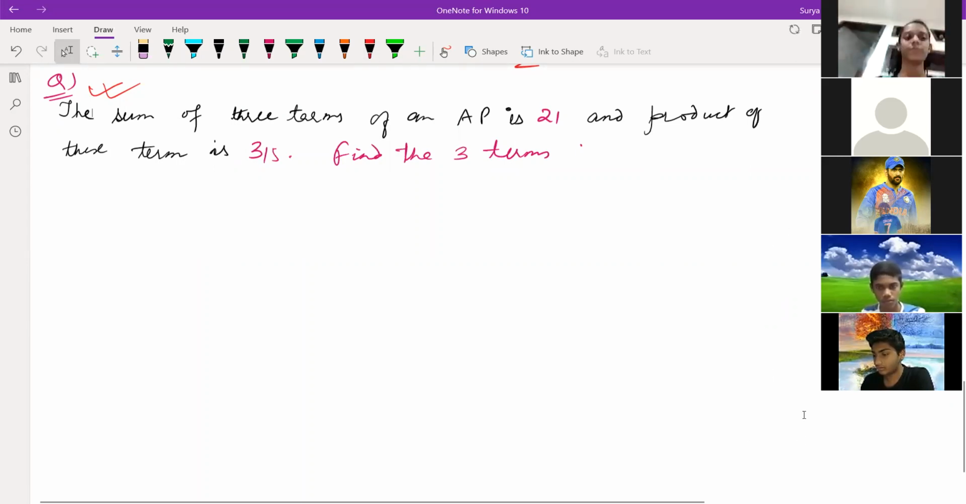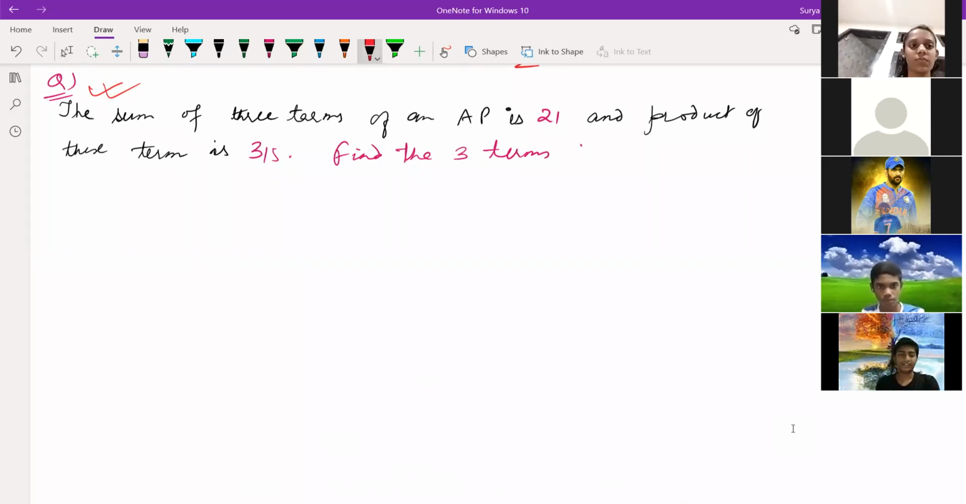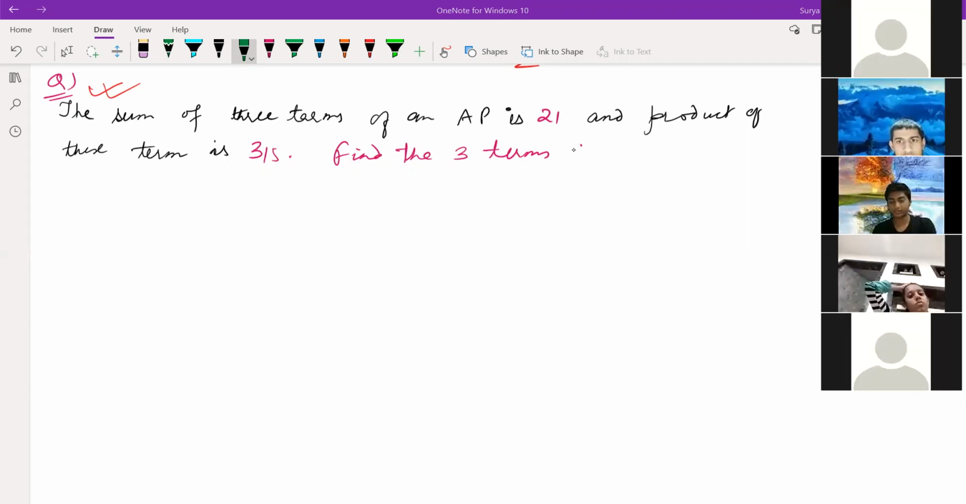How to do Praharshan? Do you know this? So take A plus D and A plus 2D, just add all of them up equals 21. Sir, I have sent you the answer. Multiply them. Yeah, the answer is correct. But how did you find it, Shreyas? Sir, first we have to add them. A plus D, A plus 2D equals 21.